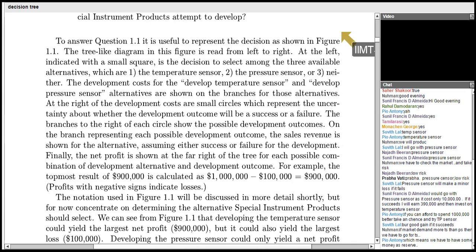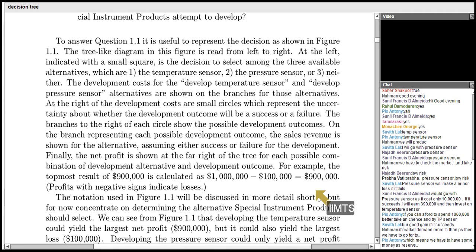So, which of these products should Special Instrument attempt to develop? Most of you have already made your choice. To answer question 1.1, which is the one I just asked, it is useful to represent the decision as shown in figure 1.1. I think I just explained that already. Let's move on. I already explained what they're trying to do here, but let's take a look at the literature as it's done.